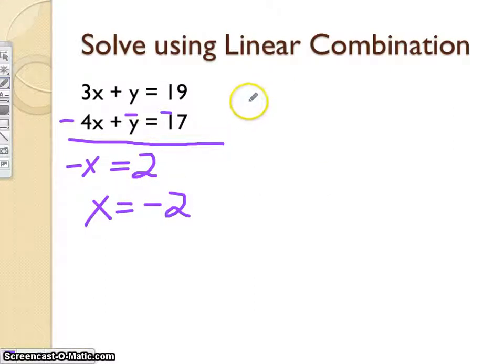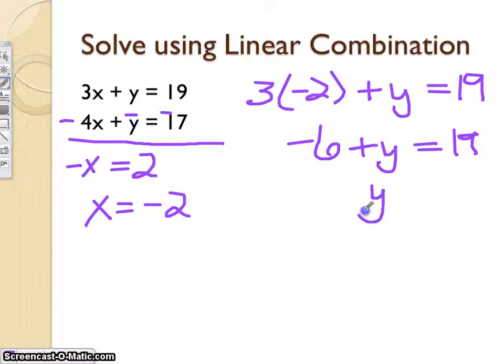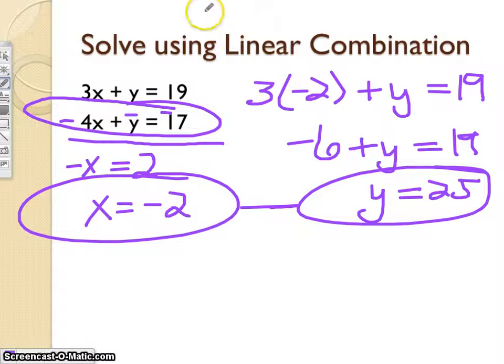We can now substitute that back into whichever equation we choose. I'm going to pick the top one. Plus y is equal to 19. Negative 6 plus y is equal to 19. Add 6 to both sides, and we know that y is equal to 25. If we want to be doubly sure, we can insert both of these values into this equation, substitute back in just to check our work.